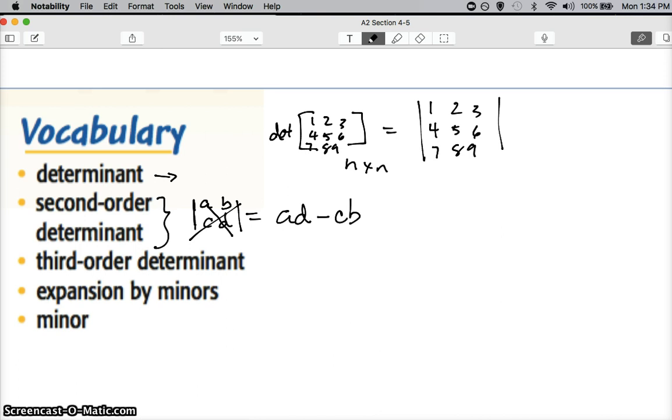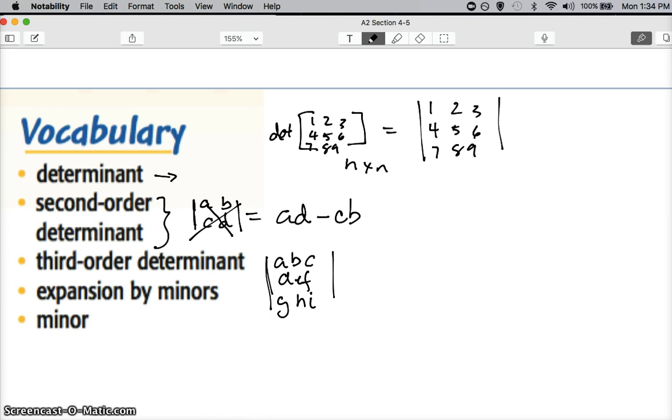A third order determinant would be the determinant of a, you got it, 3 by 3 matrix. You guys with me? A, B, C, D, E, F, G, H, I. So this matrix would have a third order determinant.